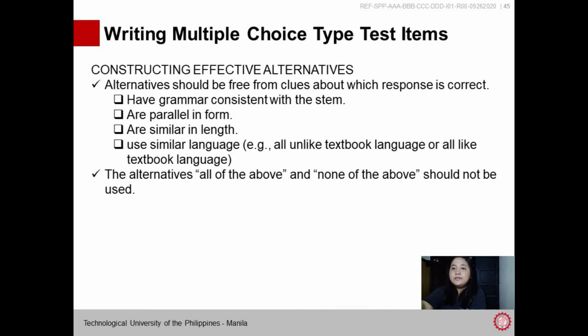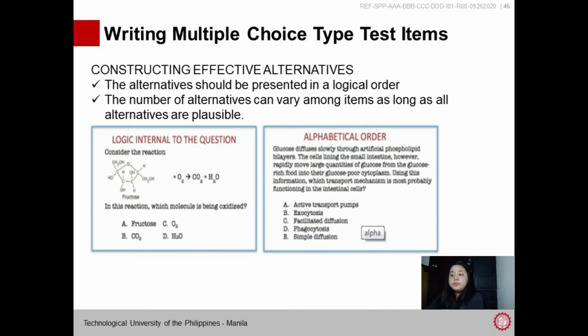Okay, so next slide. The alternatives should be presented in a logical order. It could be alphabetical or numerical. In my first example, which is the logic internal to the question, meron ditong chemical reaction, and then sa choices or sa alternatives, meron ditong logical order, which is first, fructose, second, carbon dioxide, third, oxygen, and fourth, dihydrogen monoxide.